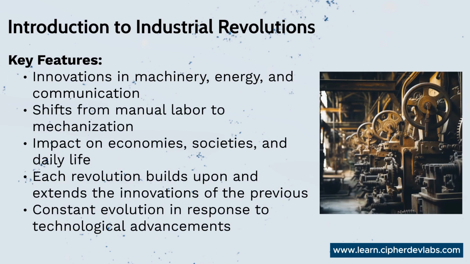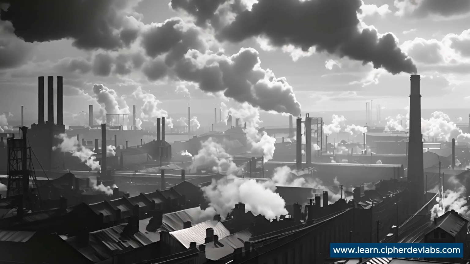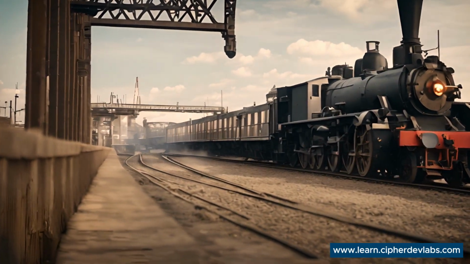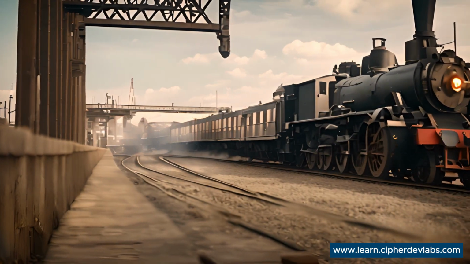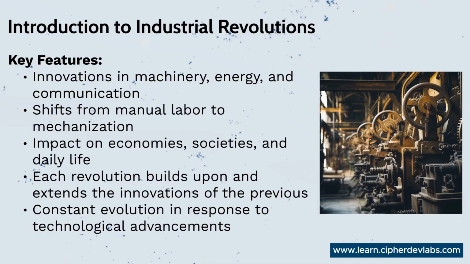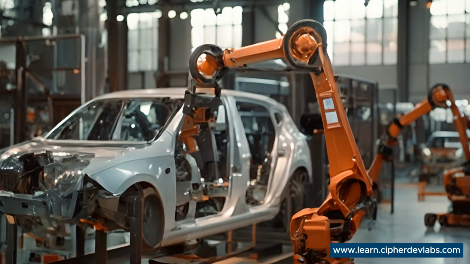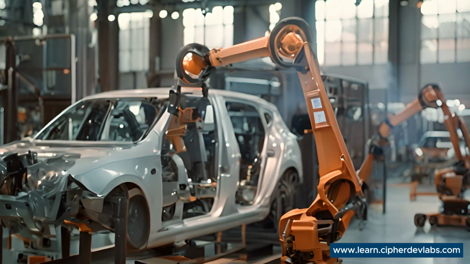If you look at industrial revolutions in general, there are key distinct features that we see across all four industrial revolutions. The first one is innovations in machinery, energy, and communication. We leap forward in terms of innovation when it comes to machinery. The first one was mechanization, then mass production, and then we witnessed digitalization. In the fourth industrial revolution, in terms of machinery, we are moving towards automation, giving machines the ability to think on their own.